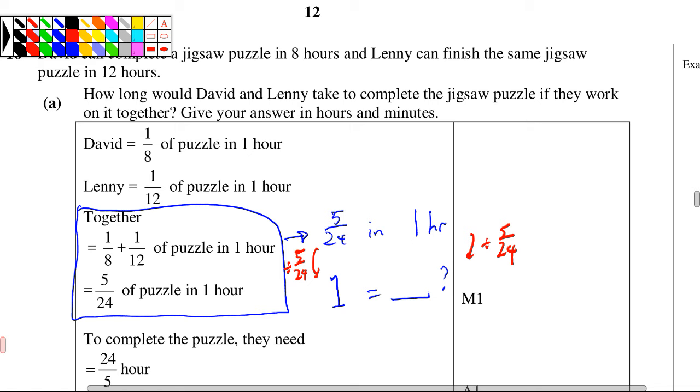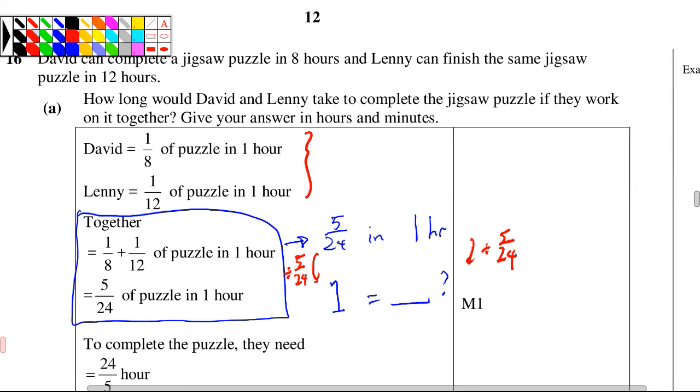But you know how I do it? Okay, so how do I do? Now, David takes 8 hours to complete. So this part here, let me just write a few sentences. David, 8 hours, one puzzle. You find 1 hour first. How much puzzle will I do? 1 over 8. Clear? So I did 1 hour, 1 over 8. The other one, 1 over 12, right?